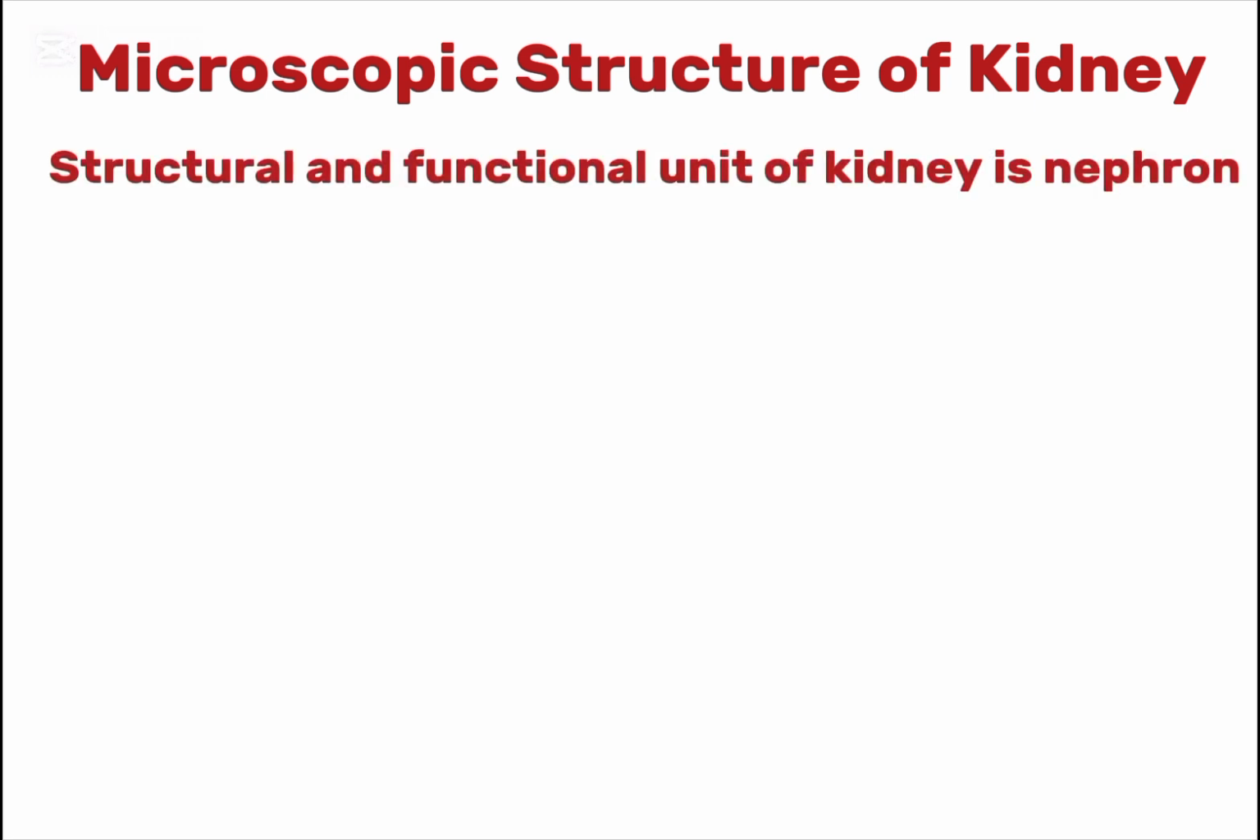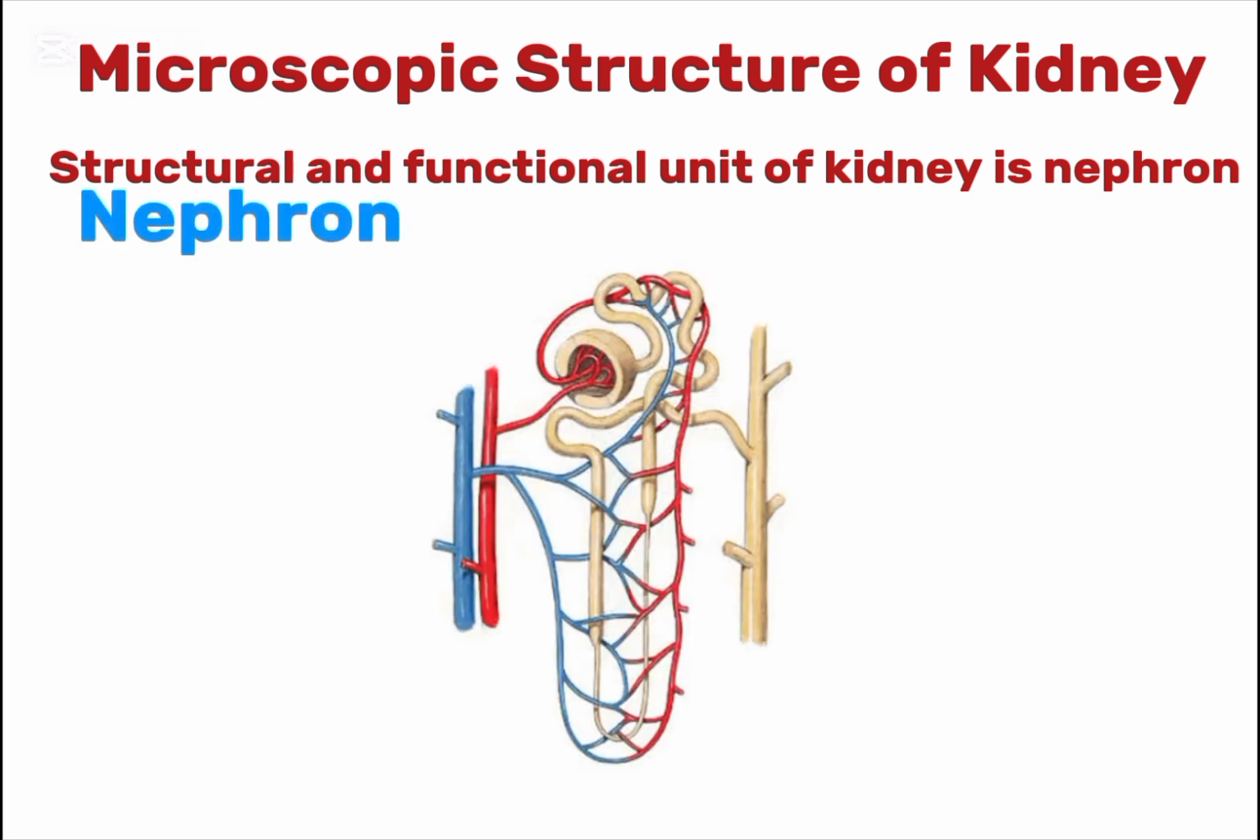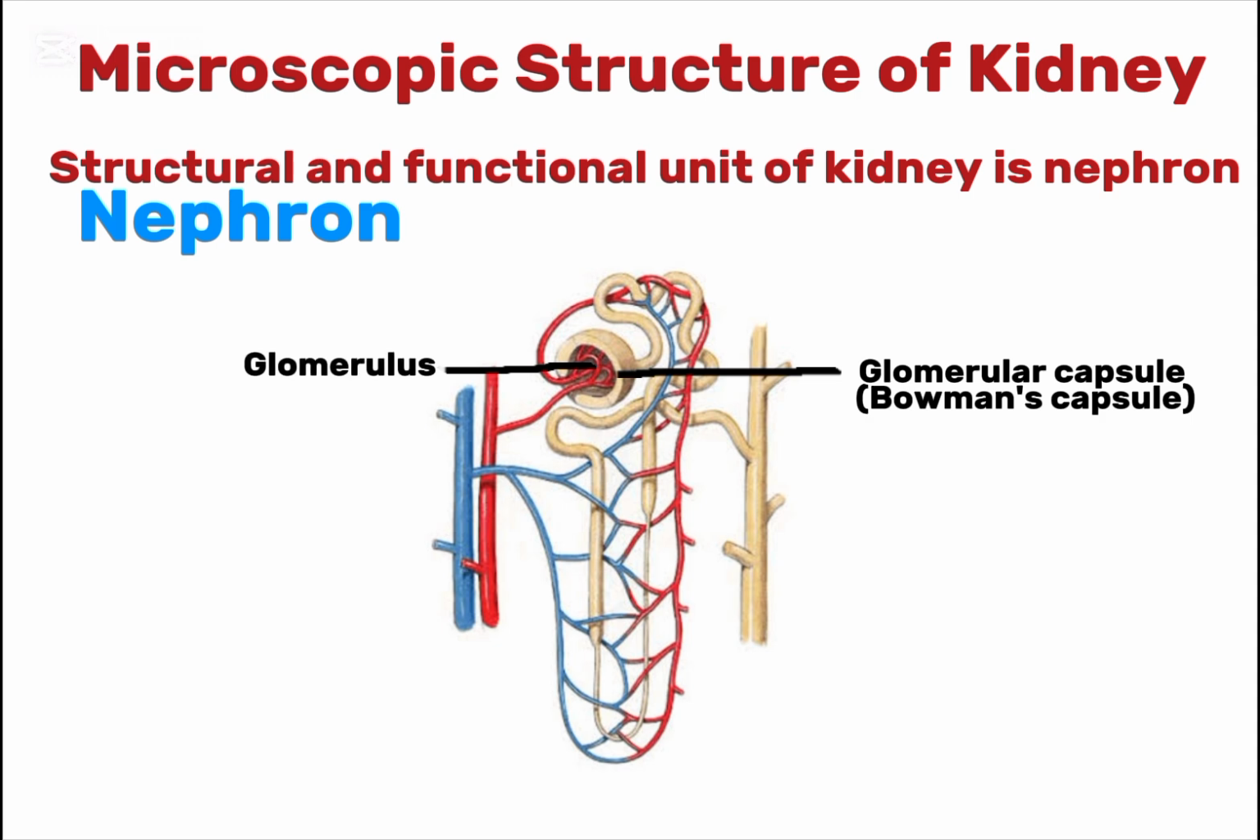Kidney contains almost 1 to 2 million functional units and the functional unit of a kidney is the nephron. Nephron is the tubule closed at one end that joins the collecting ducts at the other end. This cup-shaped closed part of the nephron is called glomerular capsule, that is also known as Bowman's capsule. It encloses the network of tiny arterial capillaries that is called glomerulus.